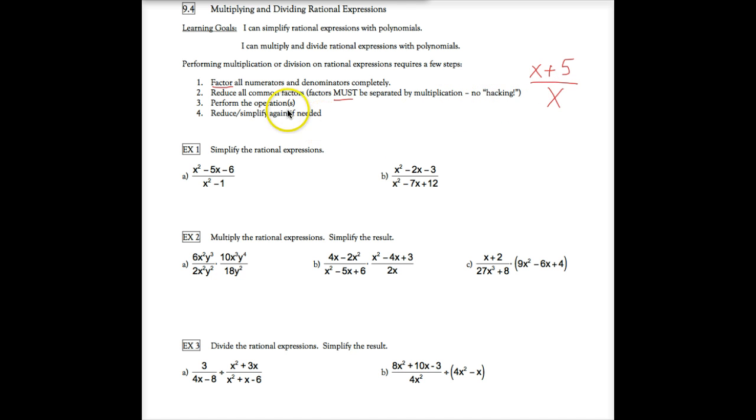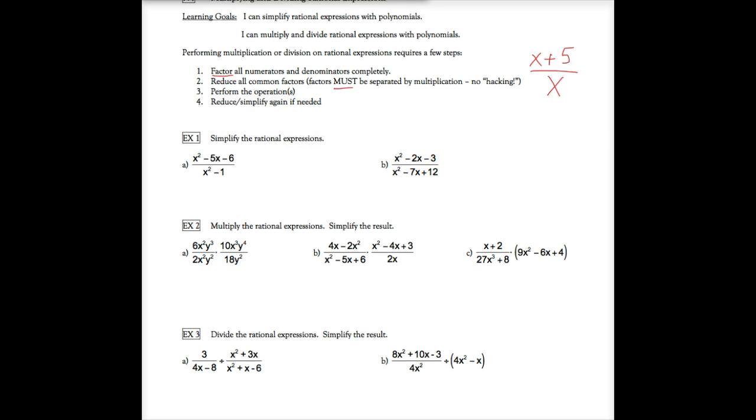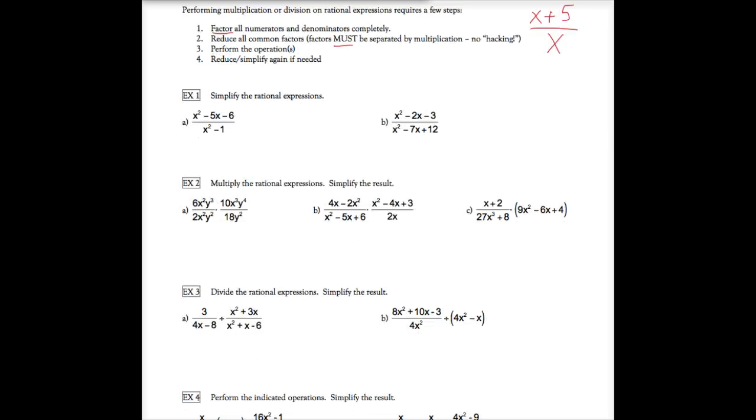Once you've done that, you can perform any operations if there are any. Again, sometimes it's just simplifying. So once you've factored and reduced common factors, if there is multiplication or division, you can do that. And then sometimes you'll need to reduce or simplify again. Not all times, but sometimes. So let's look at example 1.